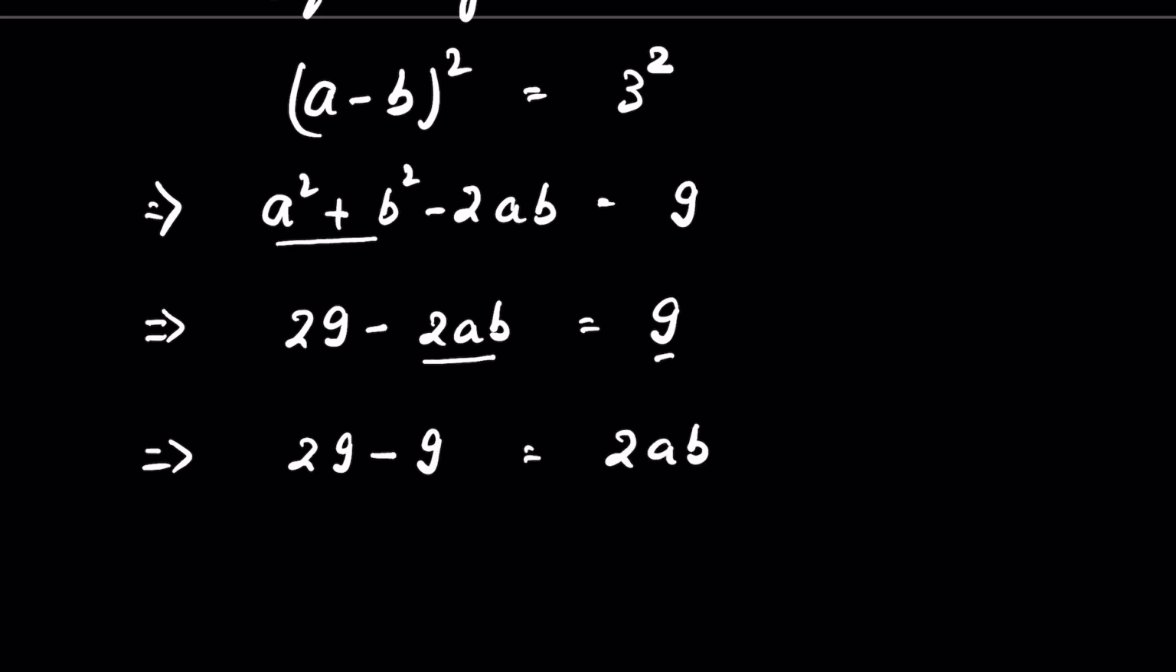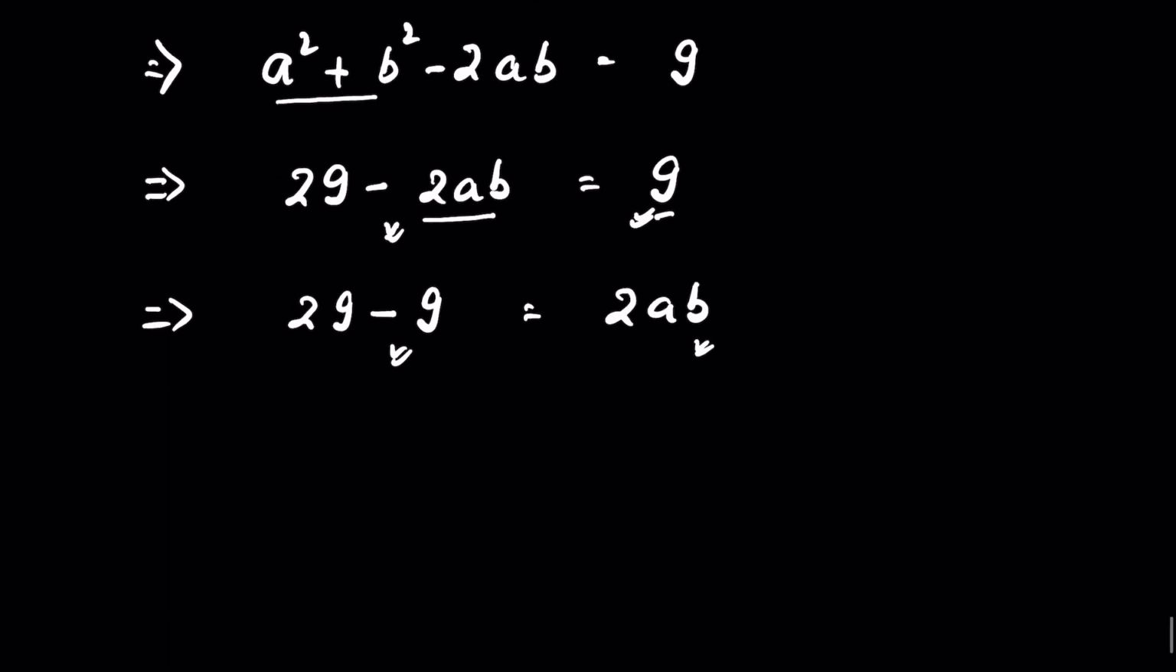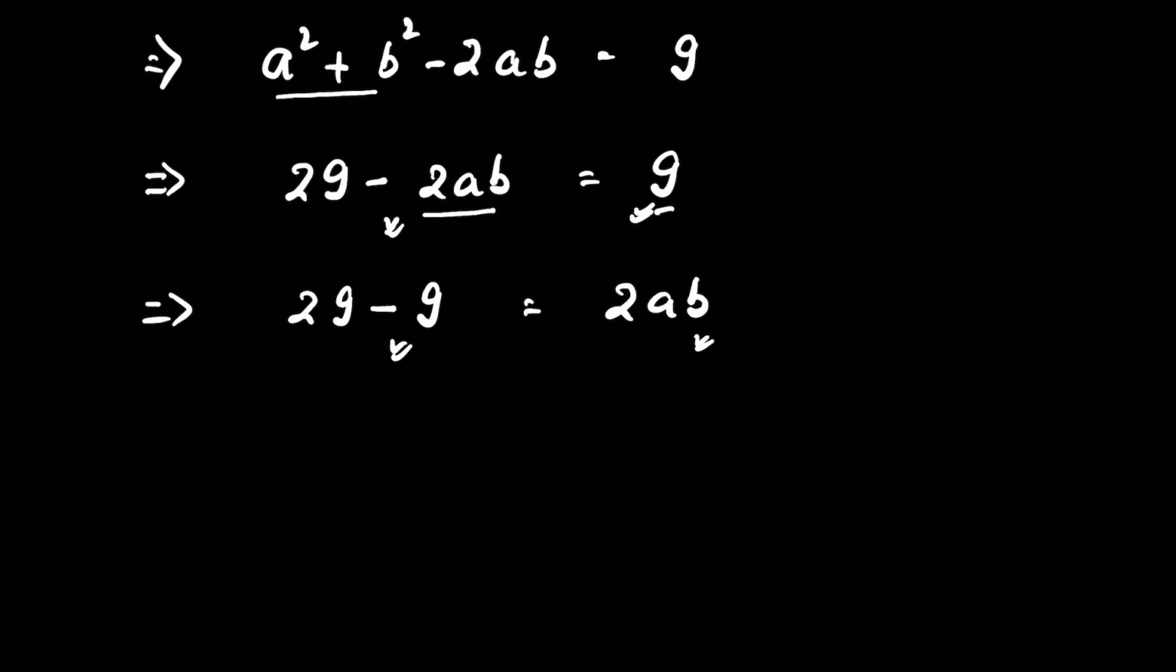When you change the side, the symbol changes. This is positive 9, so it becomes negative 9, and this is negative 2ab, so it becomes positive 2ab. So always remember this, whenever you change the sides, the symbol changes. Positive becomes negative, negative becomes positive, division becomes multiplication, multiplication becomes division.